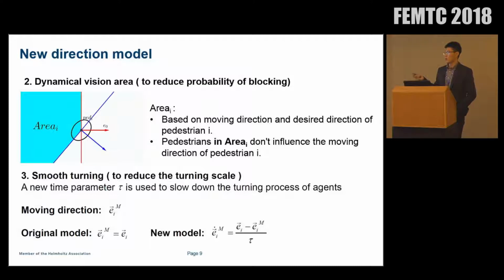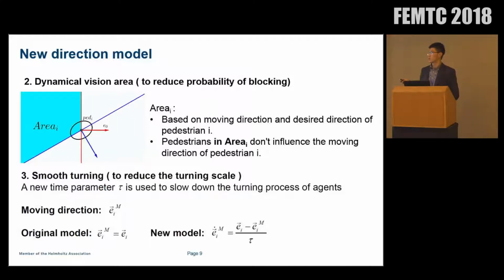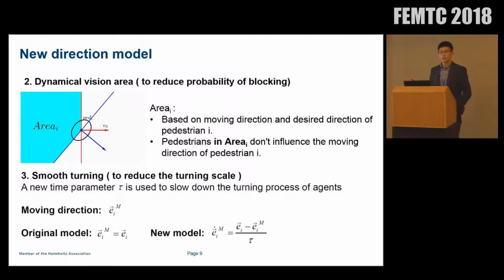We call this area area I, and that means pedestrians in area I don't influence the moving direction of pedestrian's eye. That means the white area in this video is the dynamical vision area of pedestrian's eye. And this area is based on both the moving direction and the desired moving direction of pedestrian's eye. Compared with a constant vision area, the dynamical vision area is more flexible and can solve some blocking caused by pedestrians that cannot be observed when using a constant vision area.